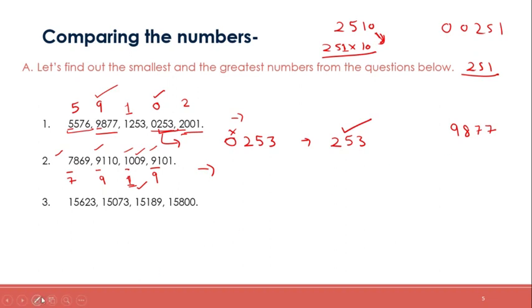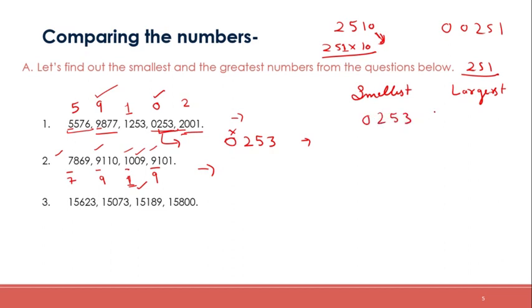Let me write it here. Wait. Smallest, largest. Yeah. So here it was 0253, 9877. Coming to this, yeah, this is the smallest number 1. So smallest will be 1009.